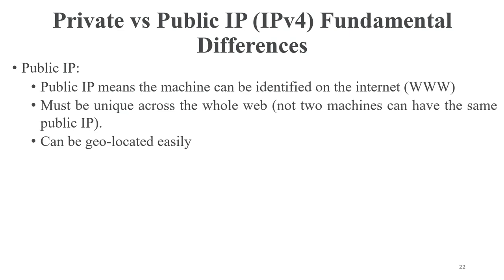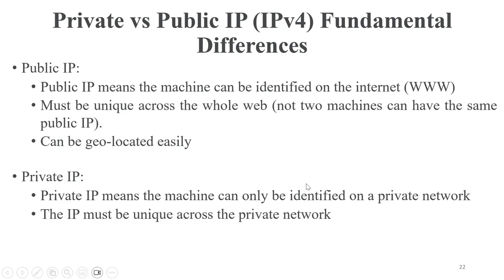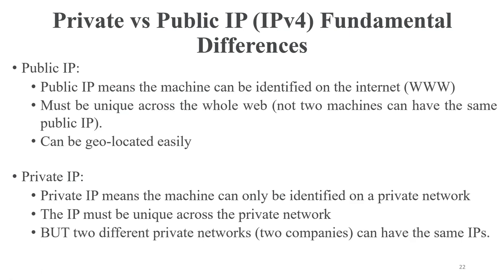Yes, public IPs are geolocated, and each must be a unique address across the whole web. But private IPs, as we were saying, are all internal. An IP must be unique within the private network. But two different private networks, that is, two companies, can have the same IPs.